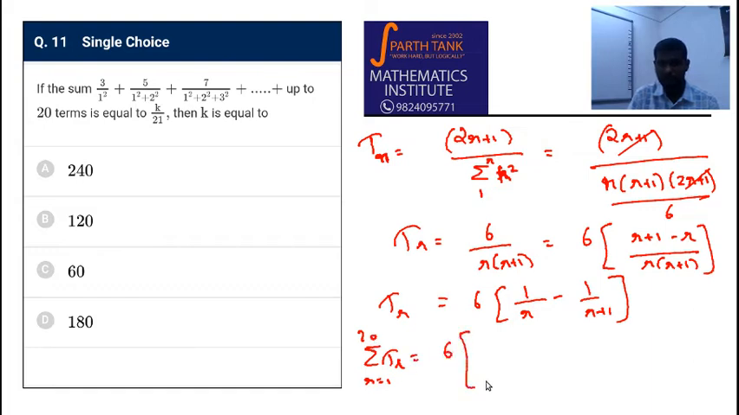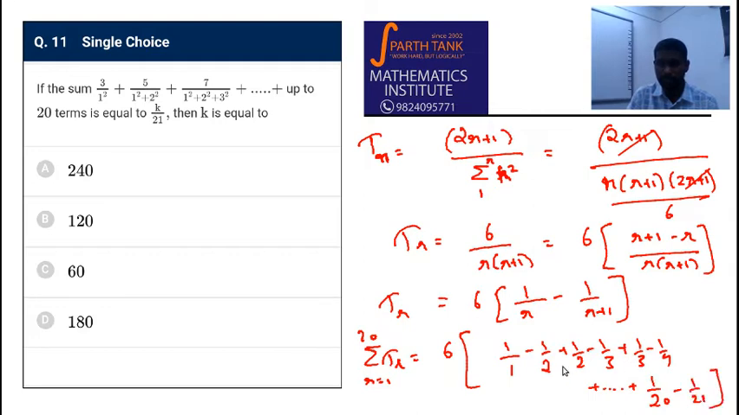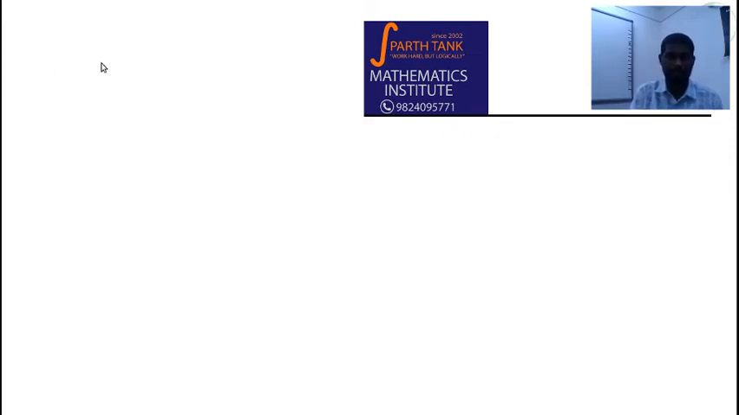If I keep that 6 common, the first term is going to be 1 by 1 minus 1 by 2. Second term is 1 by 2 minus 1 by 3. Third term is 1 by 3 minus 1 by 4. Up to the 20th term, which is going to be 1 by 20 minus 1 by 21. And as you can see, all the inner terms are going to be cancelled. So all I will get is 6 into 1 minus 1 by 21, or 6 into 20 upon 21, or 120 upon 21.